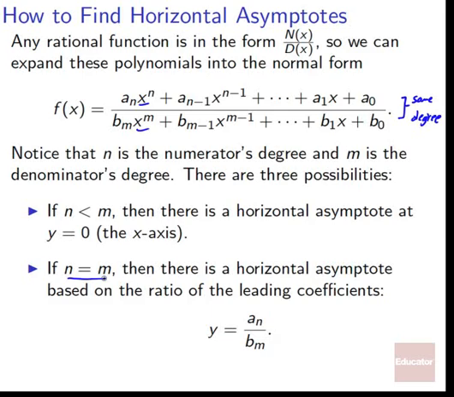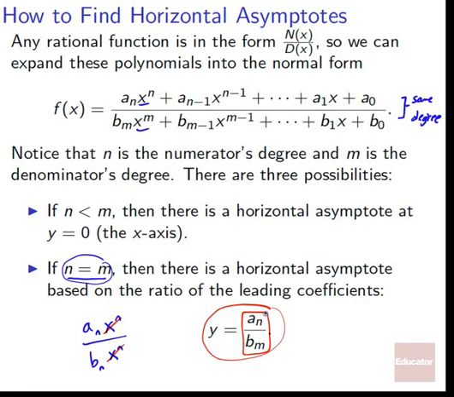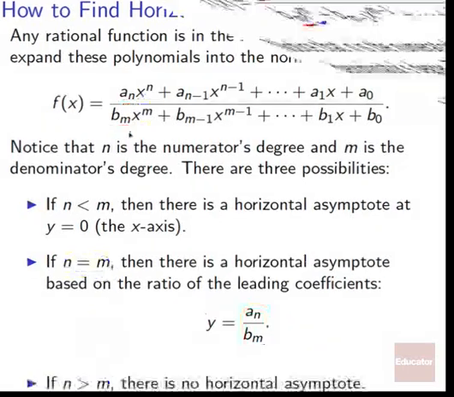And they'll just cancel each other out, right? Because we'll have a_n x^n over b_m x^m, with n equal to m. In the long run, what's effectively going to happen is we'll see these two things cancel each other, and we'll be left with just the ratio of the leading coefficients. That will determine what the horizontal asymptote is going to go to: the leading coefficient on the top divided by the leading coefficient on the bottom.